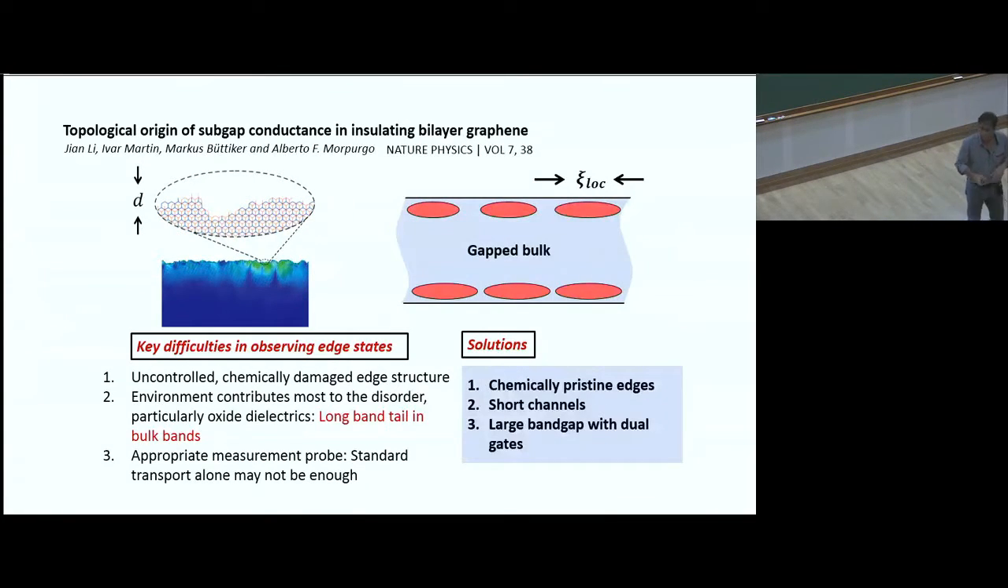Solutions, and that's what we do. First, we will make sure that the edges are chemically pristine, and I'll show you how to do that. Second, I'm going to use short channels. I'm not going to go very long, because the longer you make them, the more susceptible you are to disorder. And third, I'm going to go to large band gaps and see what happens.